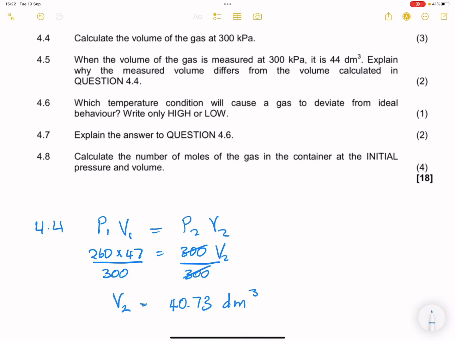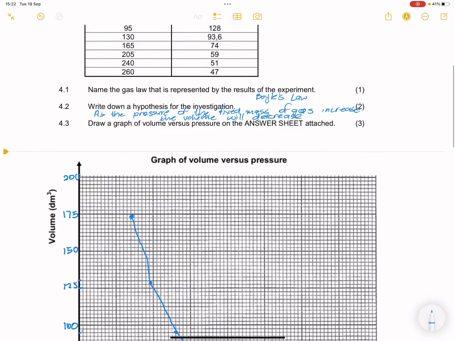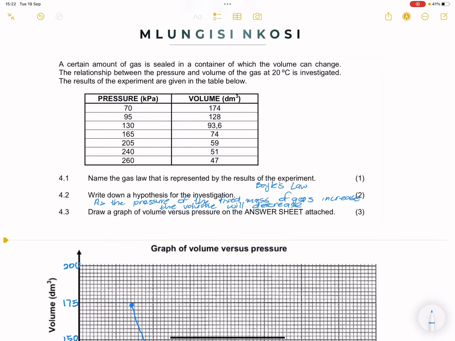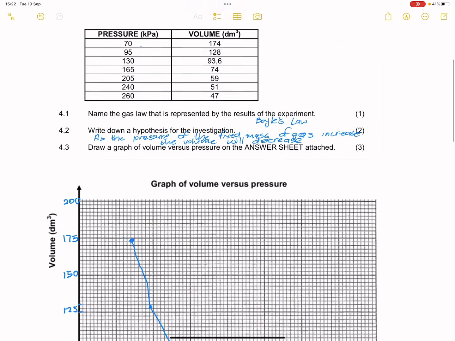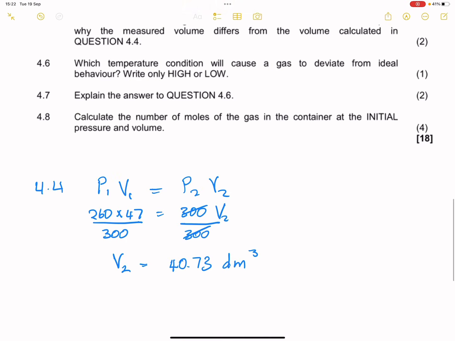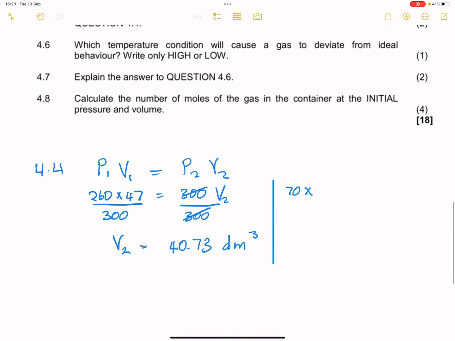And you can also check. You would get approximately the same value if you had used a different point. Say, for instance, if you decided to use the point 70 and 174, right, you would be able to get the same point. Okay, right, in fact, we can just try it out. So if we take 70, and in this case, we had 174, right? Yeah, our volume was 174.